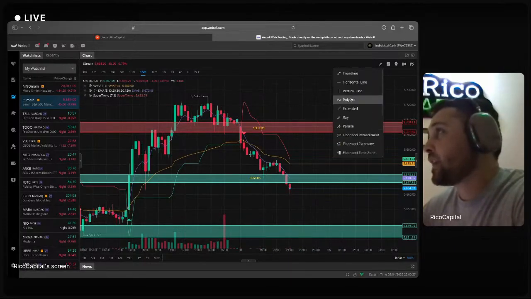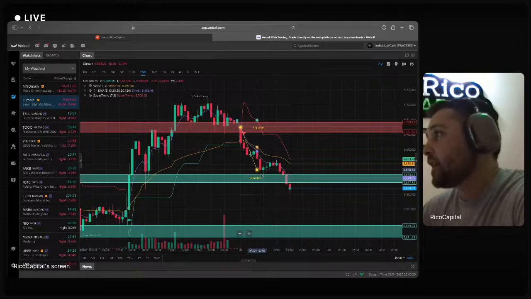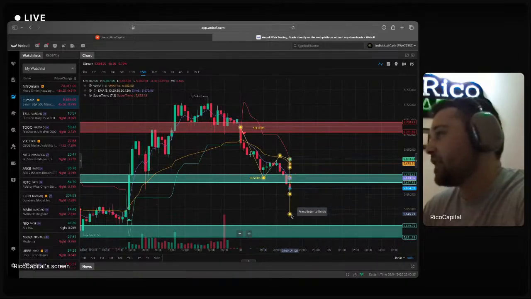Like I said, lowercase h pattern here. Lowercase h pattern. I love it. Doesn't get better than that. Lowercase h pattern.